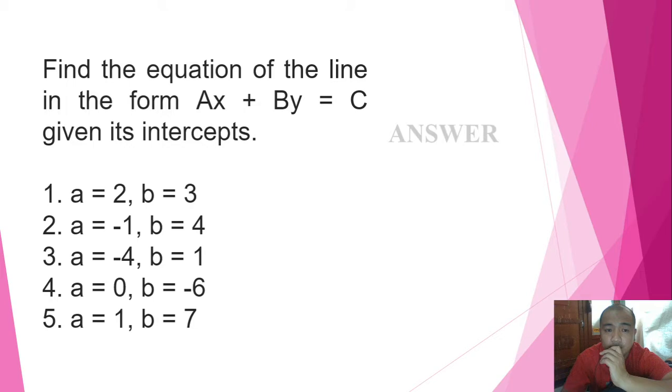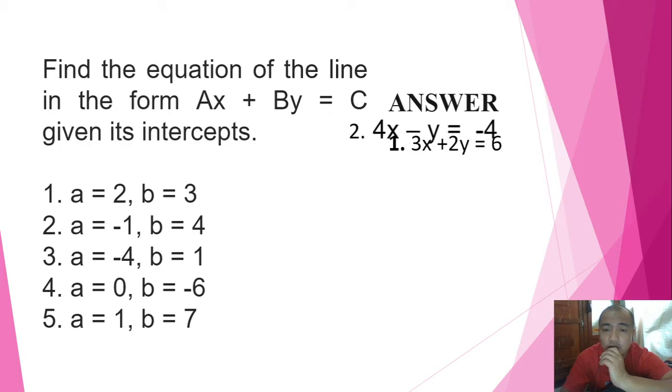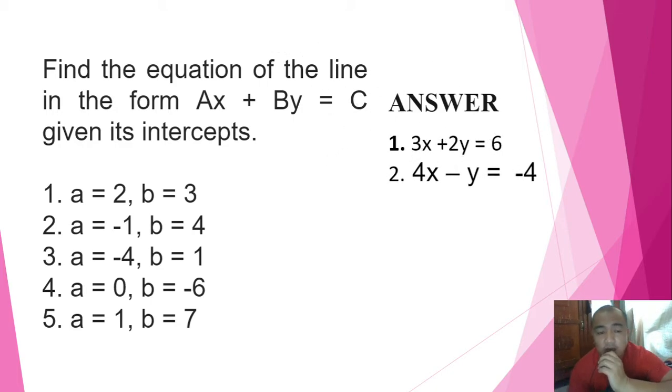Number 1 is 3x plus 2y equals 6. For number 2, 4x minus y equals negative 4. How about number 3? The x-intercept is negative 4, the y-intercept is 1. What's your answer? Okay, time's up. The answer is x minus 4y equals negative 4.